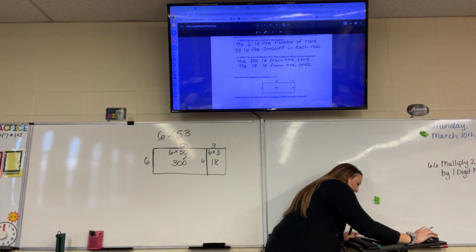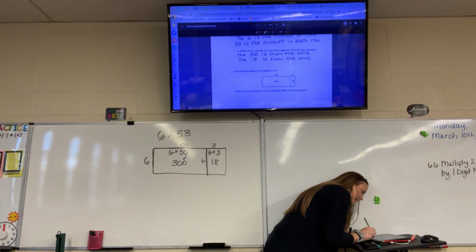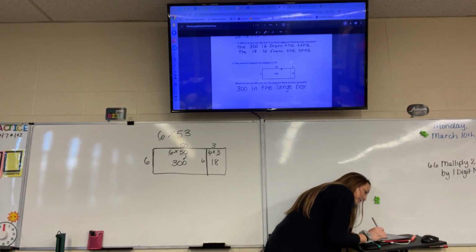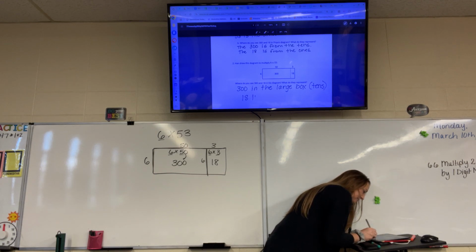So, where do you see 318 in his diagram? 300 in the large box. And then I'm going to put, it says what do they represent? We're going to put tens. 18 in the small box. Zerelda, start writing. And then in parentheses, we're going to put, those are the ones.